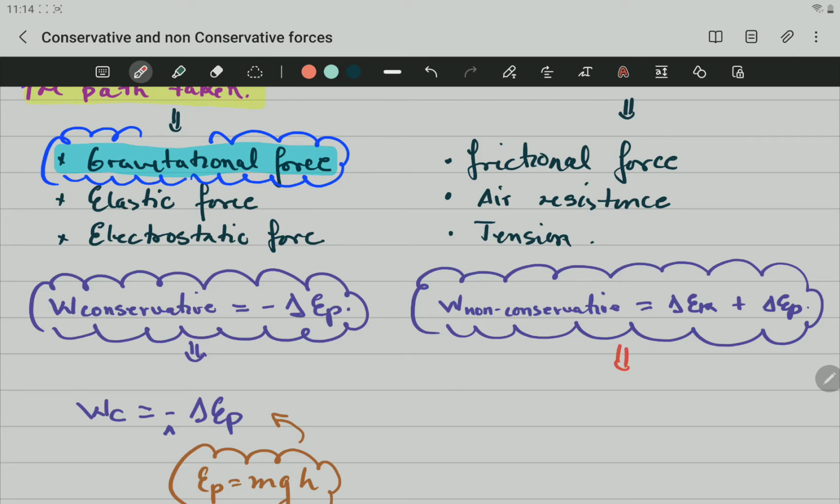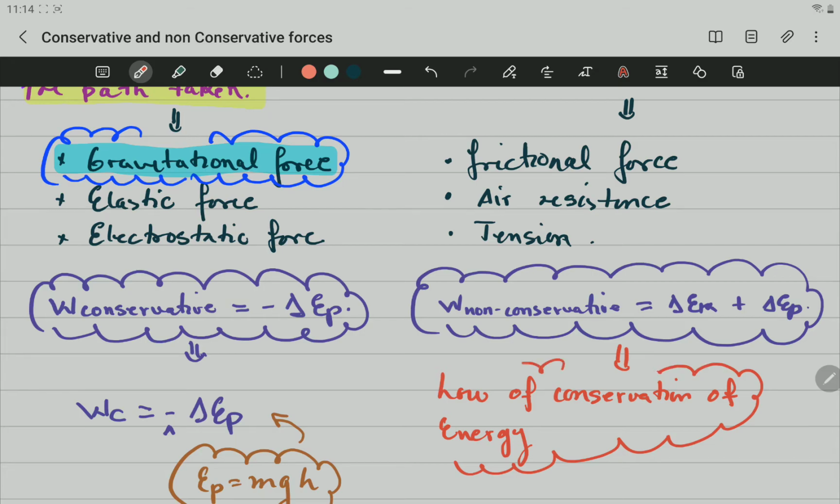This is the law of conservation of energy. This is the one that says that energy cannot be created, nor destroyed, but only changed from one type to another. That is this law. Okay? So it is very important.